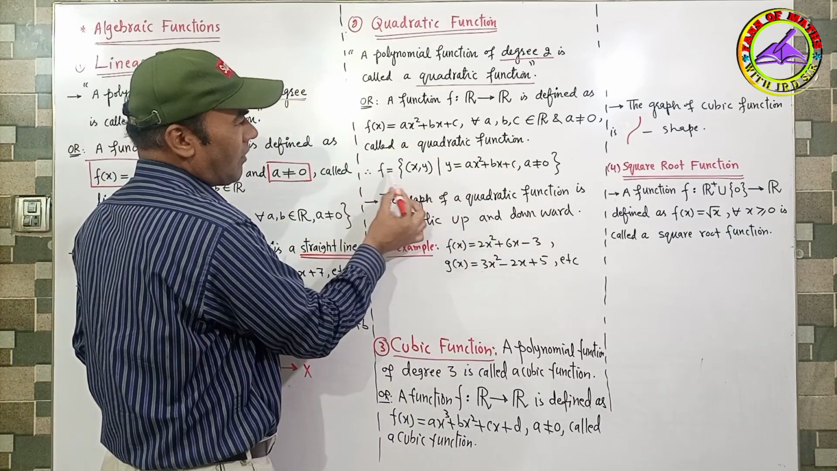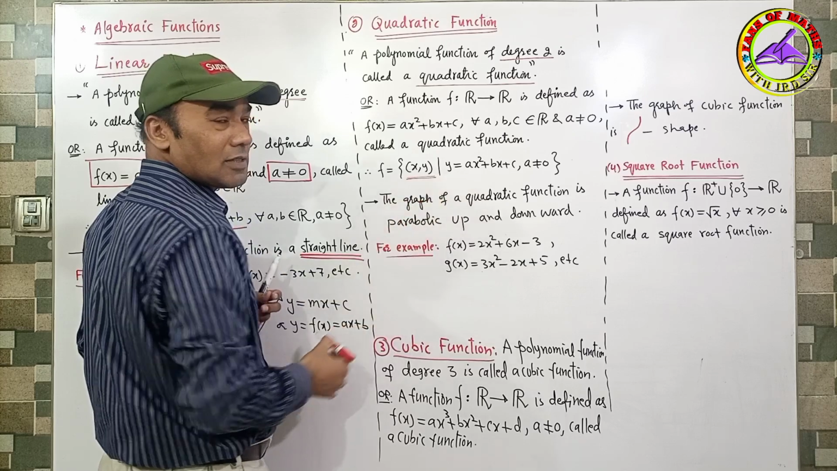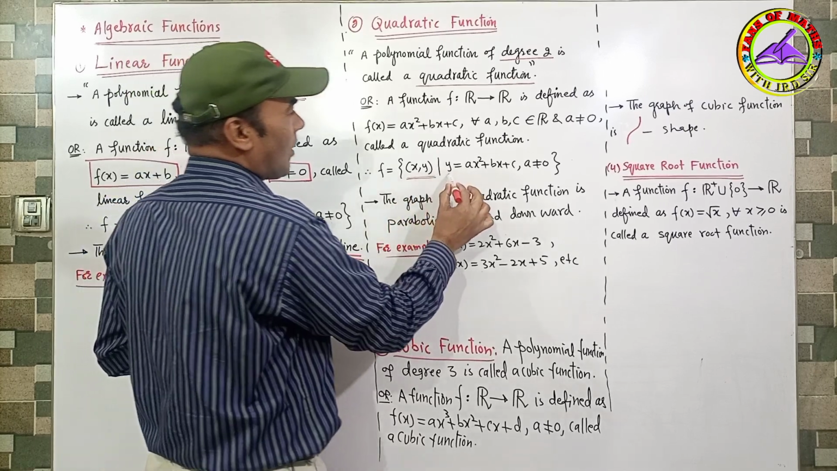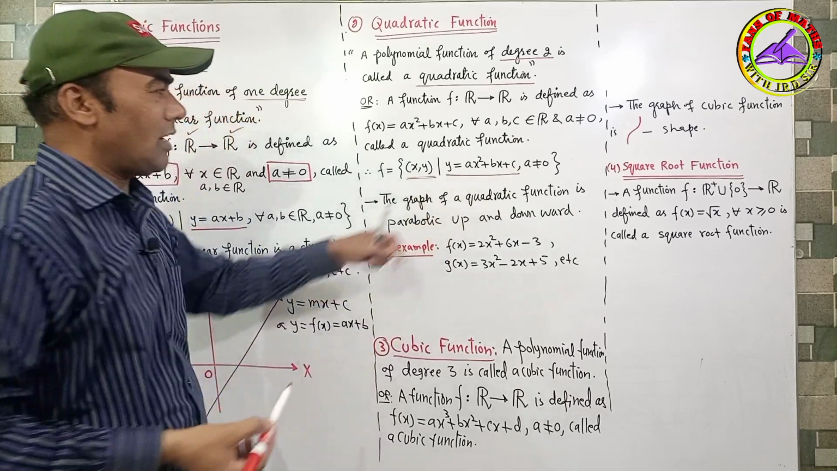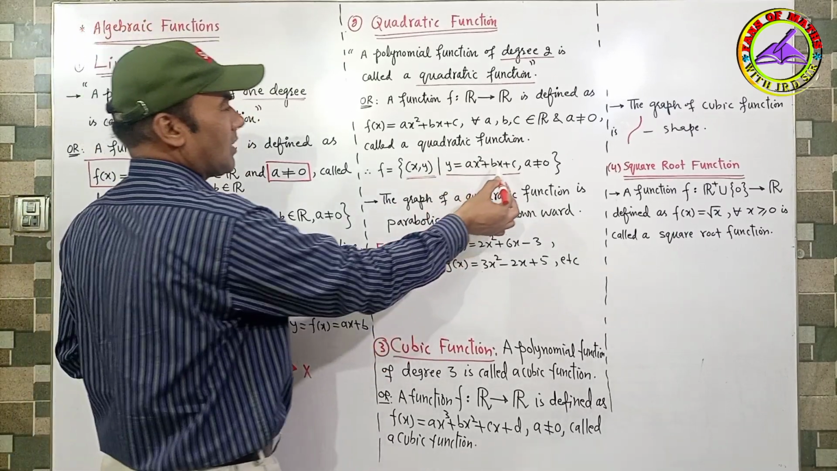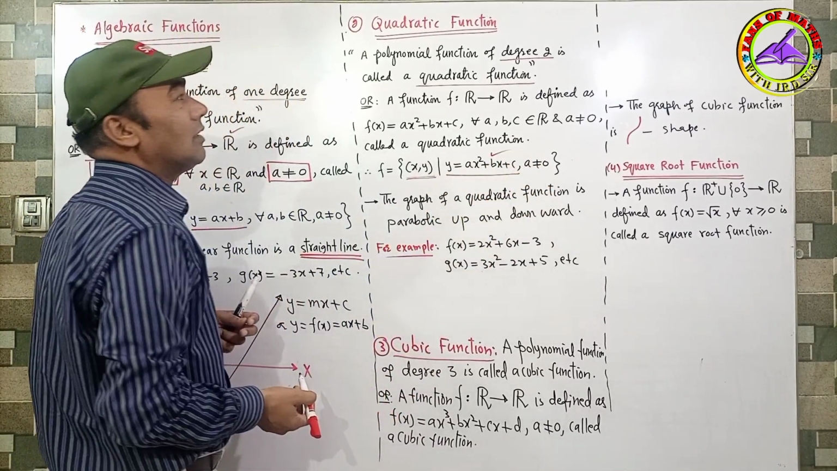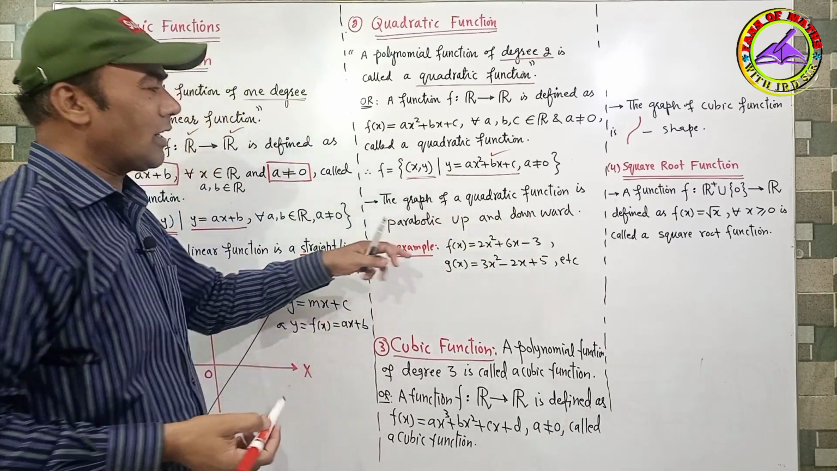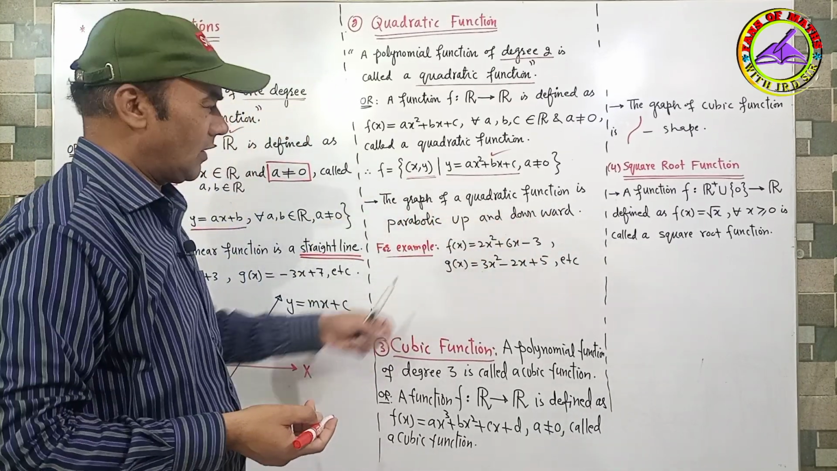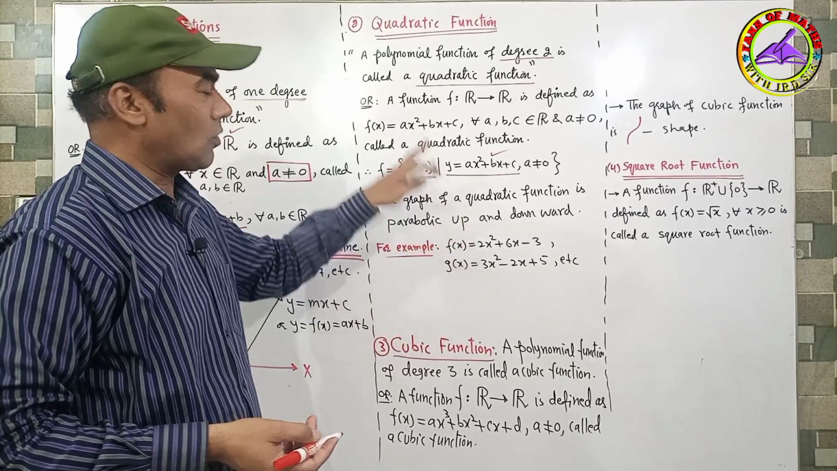Now in set form, f is a function having ordered pairs x, y, such that y, means f of x, is equal to ax square plus bx plus c. So this function is called a quadratic function. The graph of quadratic function is a parabola, upward as well as downward. These are both examples of the quadratic function.